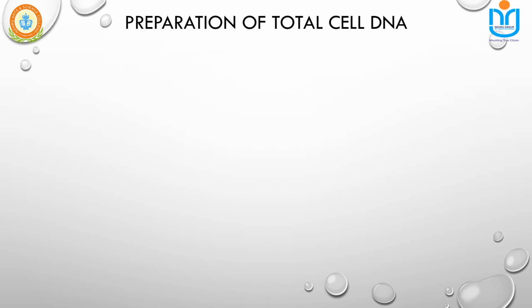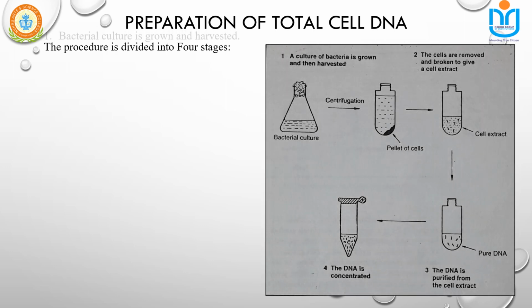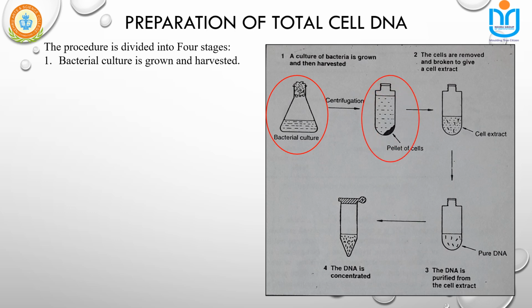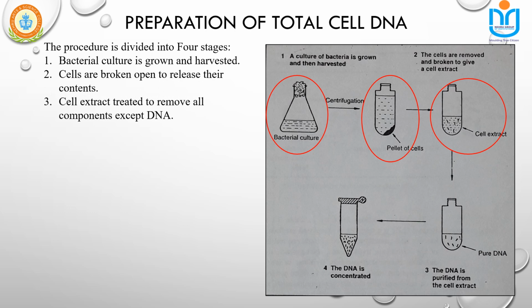Preparation of total cell DNA. The procedure is divided into four stages. First, bacterial culture is grown and harvested. Second, cells are broken open to release their content. Third, cell extract is treated to remove all components except DNA. And fourth, DNA solution is concentrated.